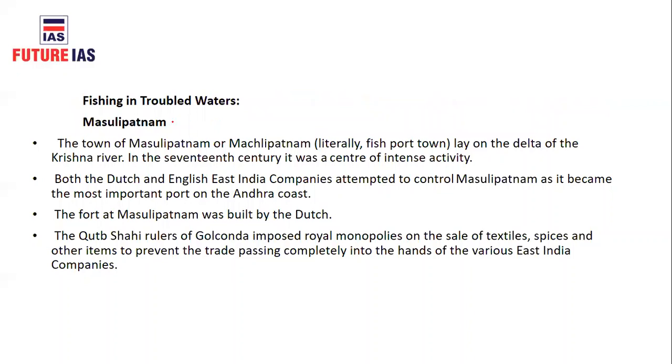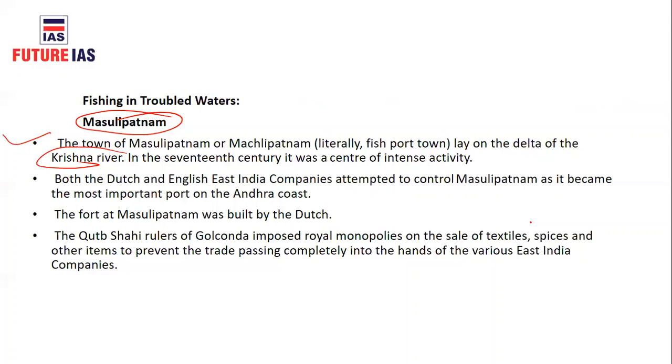Okay, let's understand Masulipatanam. Masulipatanam is basically also known as Machilipatanam. It is a town located on the delta of the Krishna River, right? It is a town where both the Dutch and the English East India Company tried to control, right? So that is the reason it became the most important port on the Andhra coast, isn't it?